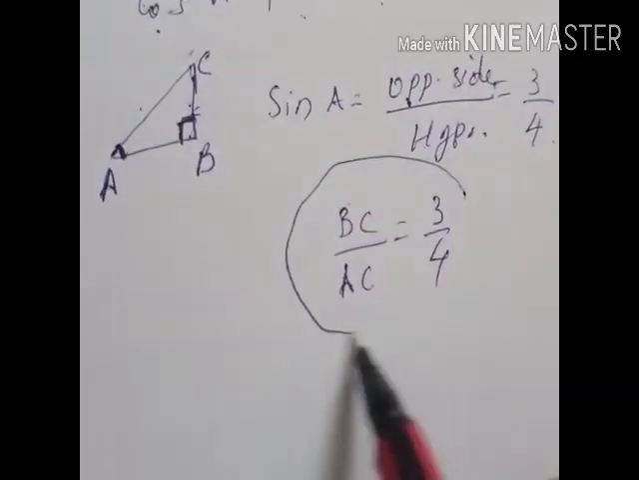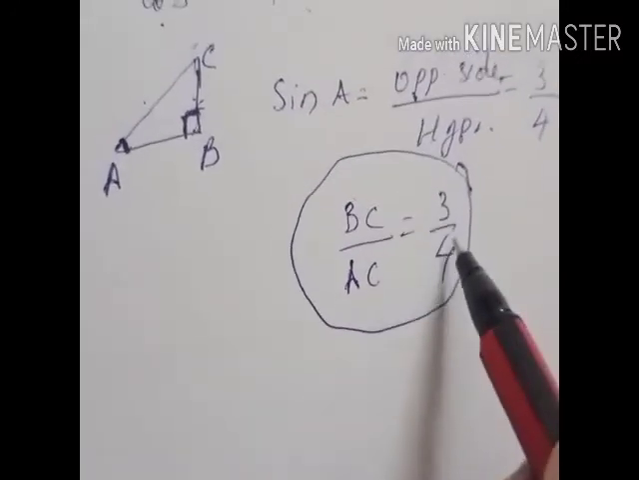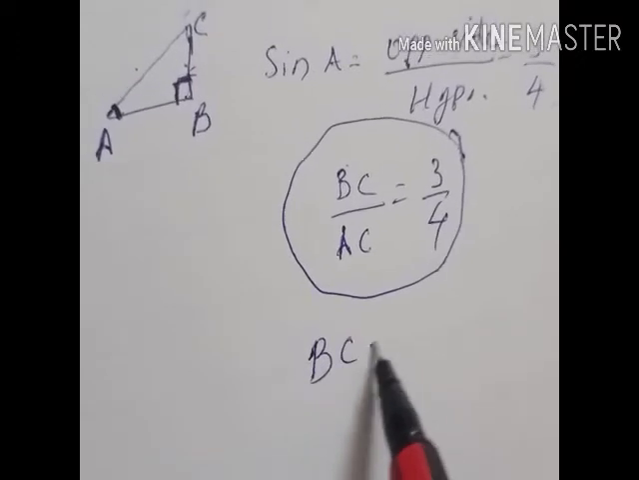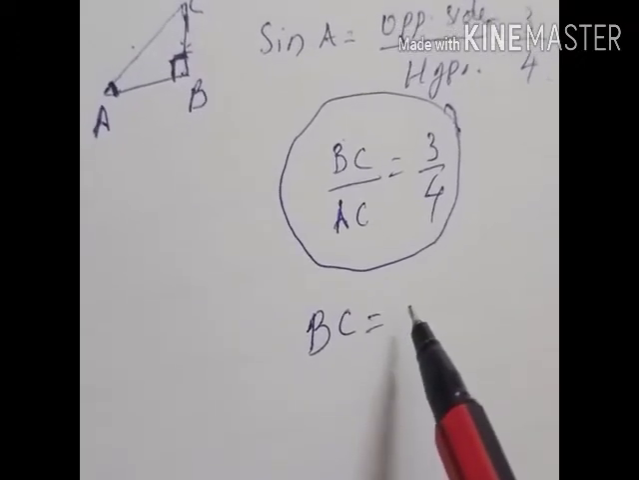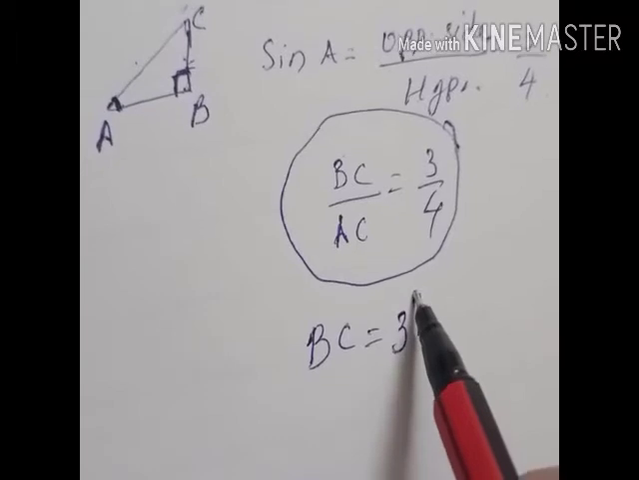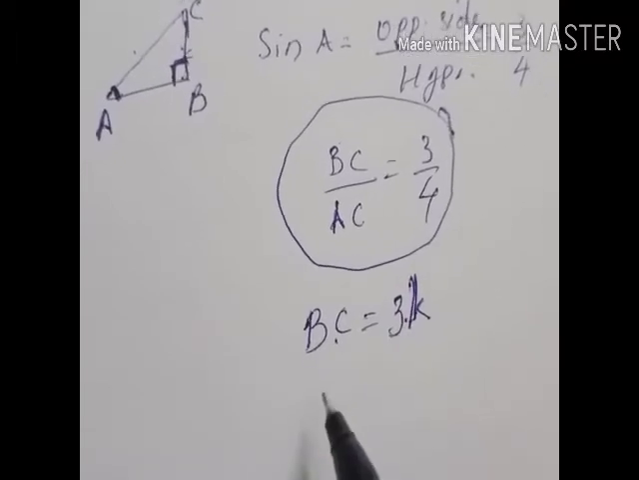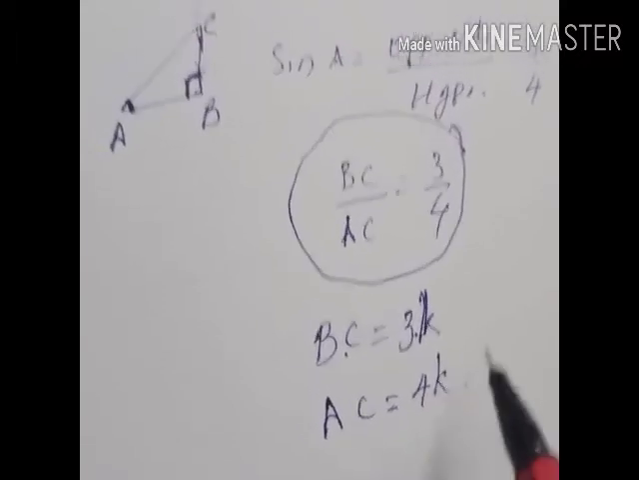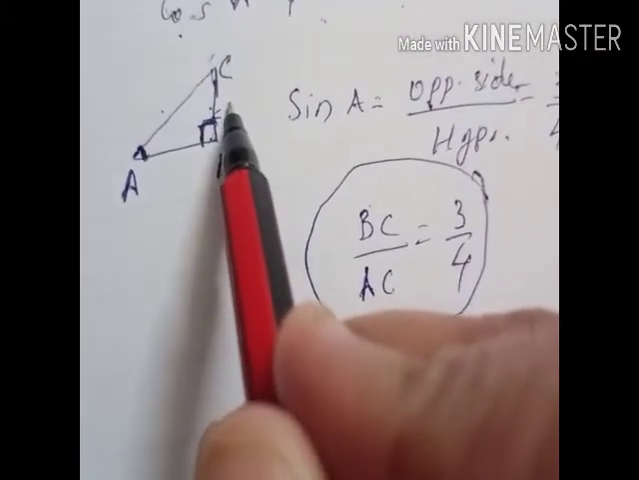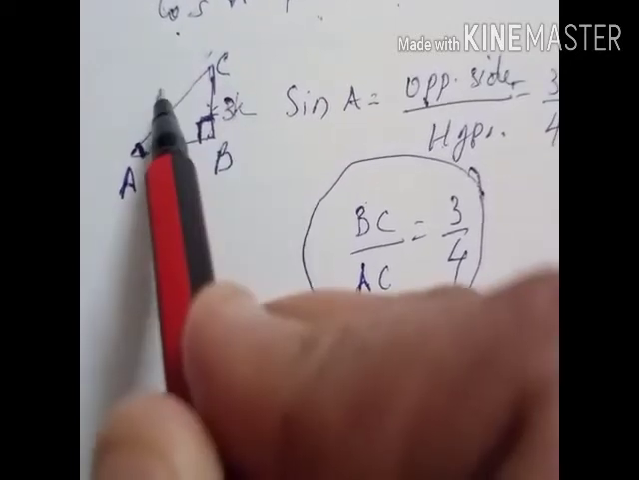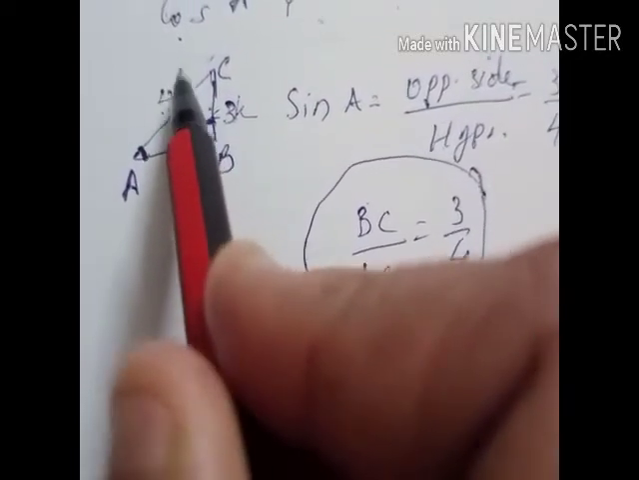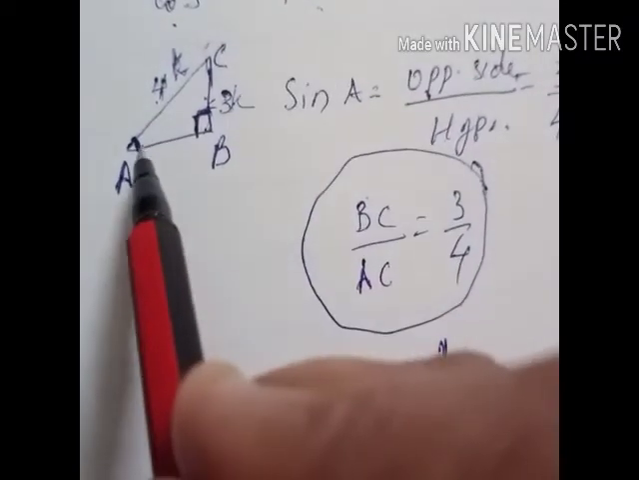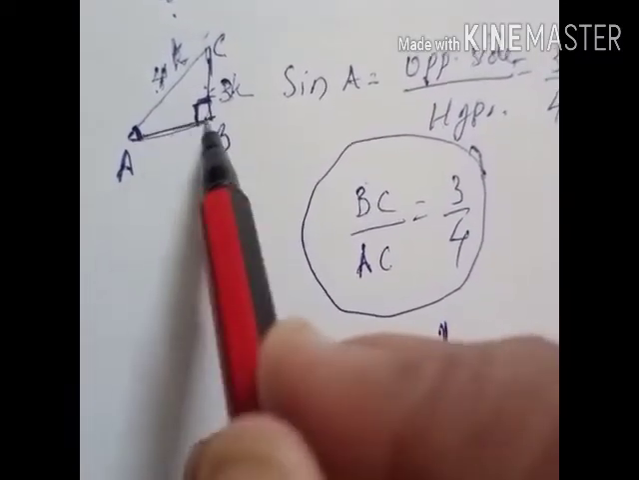This is not the actual value, this is only the ratio. So when the ratio is given, how will we get the actual value? By multiplying them by a common term. So we can write that common term as K. So BC will be 3K and AC will be 4K. So we can substitute those values here, BC 3K and AC 4K. Then, as in the above questions, we can find the unknown side, AB.